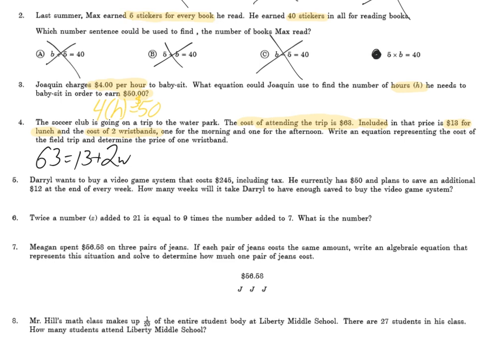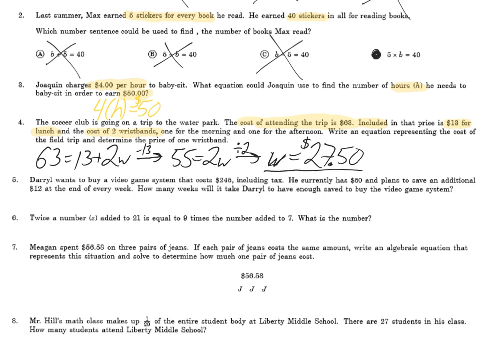Now, let's go ahead and solve this. I don't have any space to go down, so I'm going to go across. The first thing we're going to do is subtract 13. So 63 minus 13 is 55, and that equals 2W. Now for the next part, we're going to divide by 2. 55 divided by 2 equals W. 55 divided by 2 is $27.50. So this is what I'm looking for.